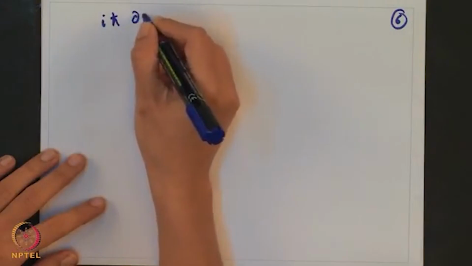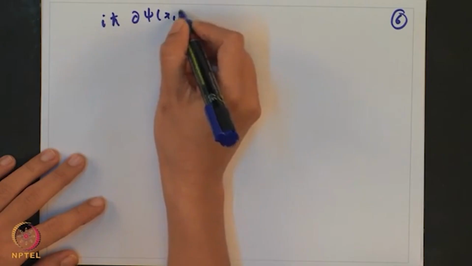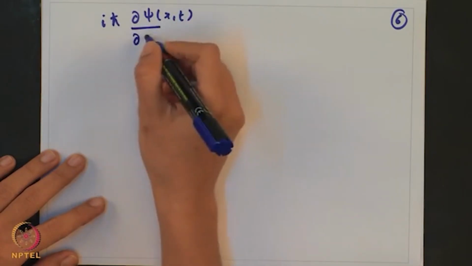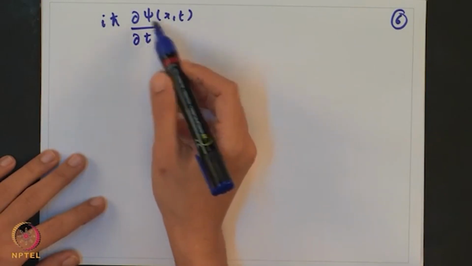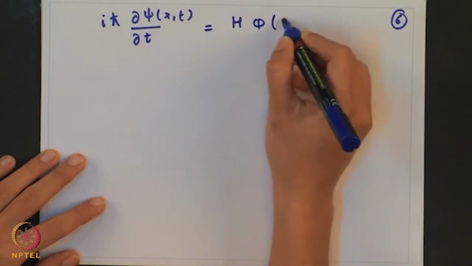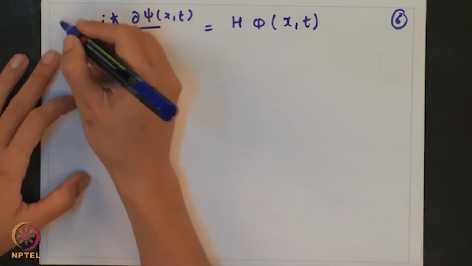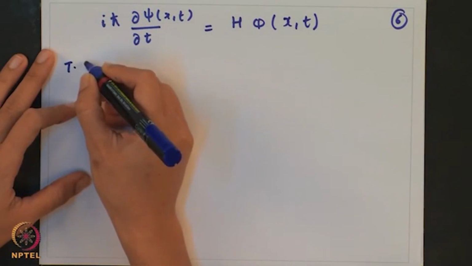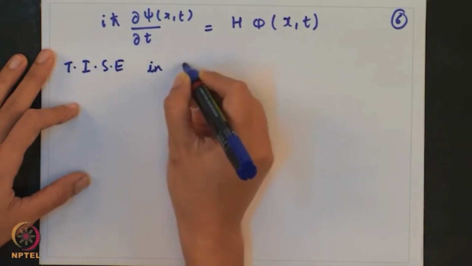So, we will write the time dependent Schrodinger equation as i h cross ∂ψ(x, t)/∂t. This is the energy operator, equal to Hψ(x, t). Now, I will write the Schrodinger equation in momentum space.